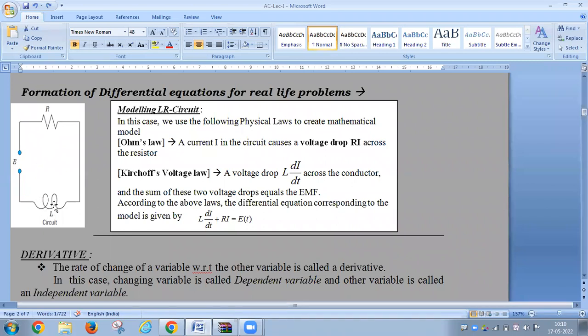Using the laws here, the sum of these two voltage drops is equal to the total EMF. That is L into di by dt plus R into I. This is the sum of these two voltage drops. This is equal to the EMF E. So from this, we have formulated a differential equation. Okay, this is an example where we get a differential equation from a physical problem.